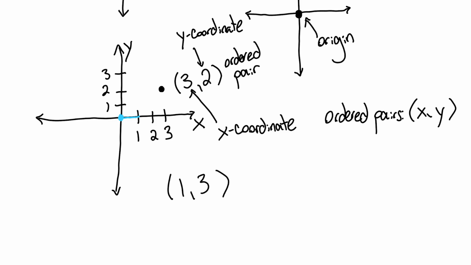And then vertically, we would move however much it tells us to, which in this case is 3. And then that tells us where the point is. Okay.